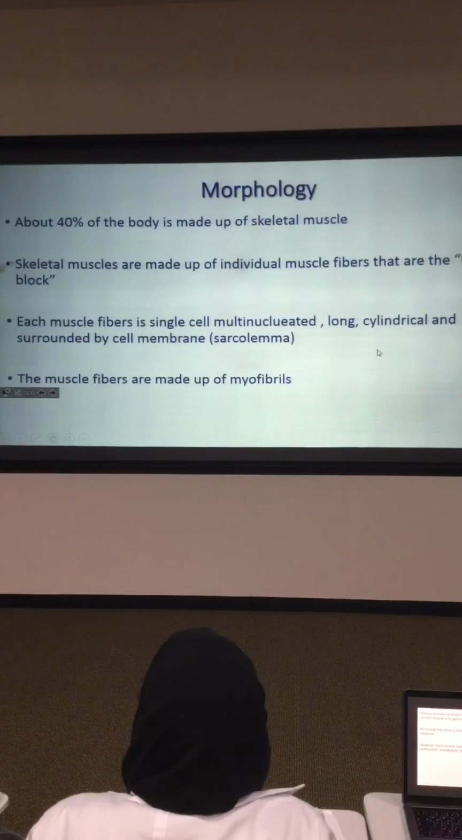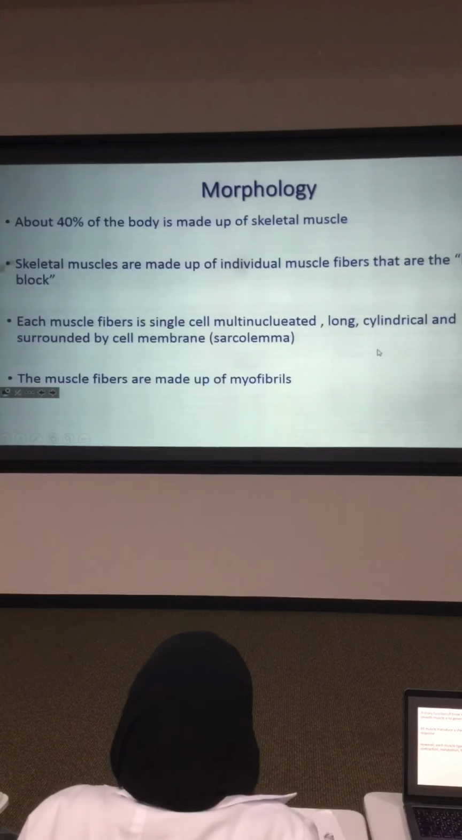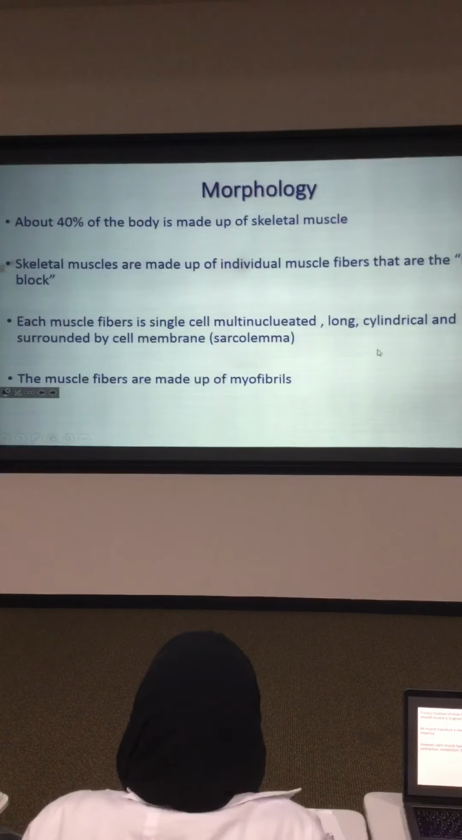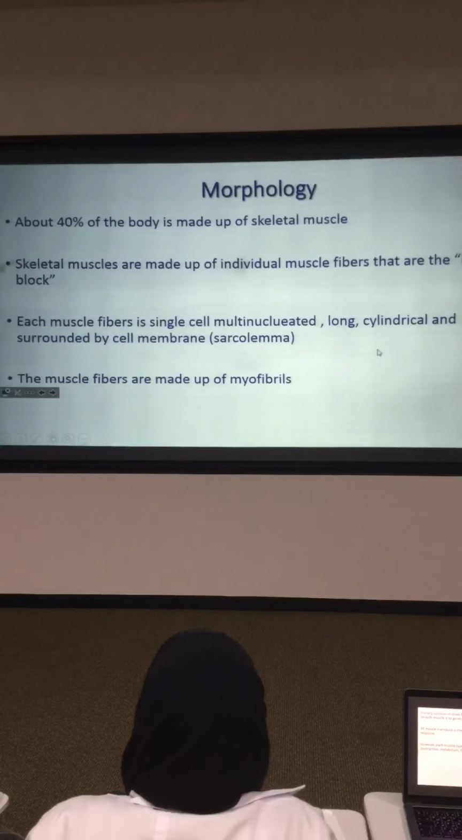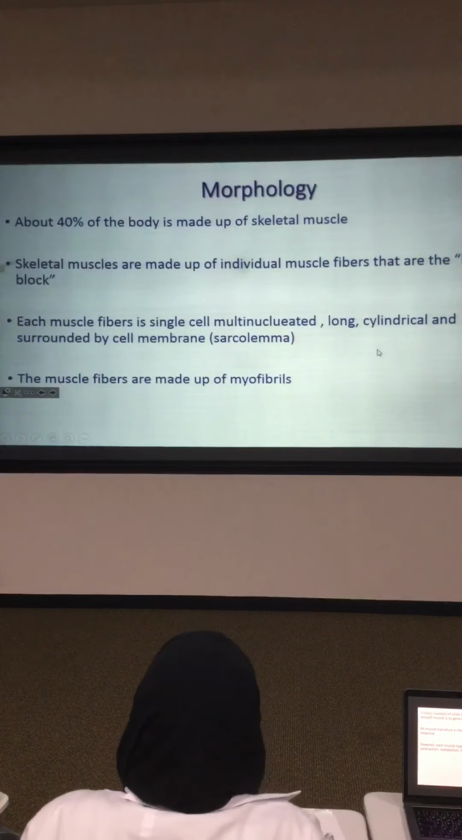Okay. Look at this. About 40% of our body is made up of skeletal muscle. Skeletal muscles are made up of individual muscle fibers. They are called building blocks. Each muscle fiber is a single cell which is multinucleated, because if you look at the embryonic development of this skeletal muscle, many embryonic stem cells help to form these muscle fibers.